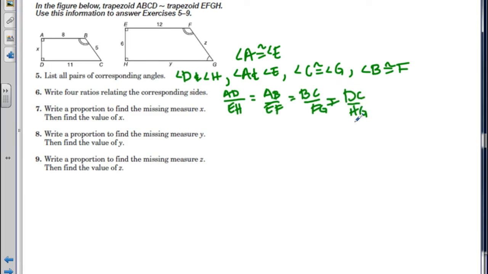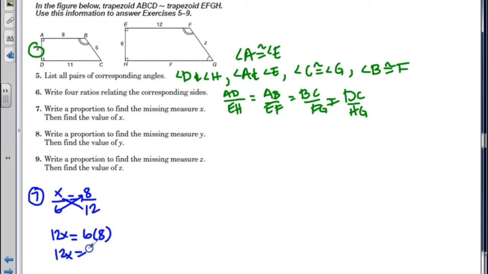All right, write a proportion to find the missing measure X and then find the value of X. So we see that here, and we see that we're given these sides and we know that they have to be proportional. So I'm just going to come down here for number 7. So X over 6 equals 8 over 12. Notice I did the smaller figure here. It has to be on top here as well. Cross multiply. So 12 times X equals 6 times 8. So 12X equals 48, or divide both sides by 12 and X is 4. All right, so there's the value of X.